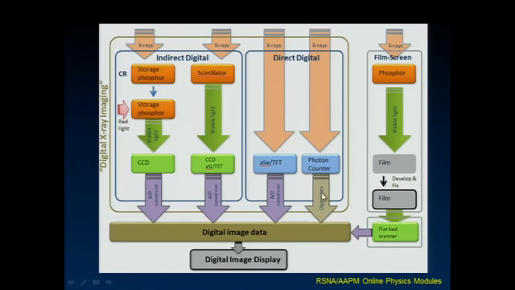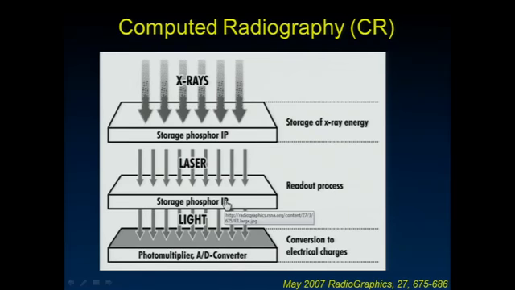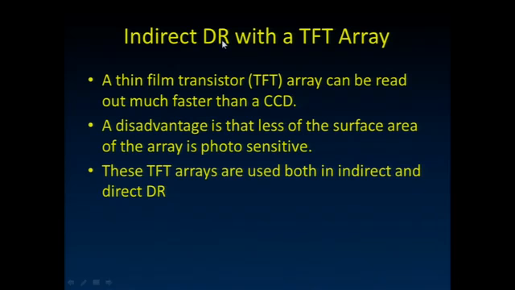I'm not going to talk anything about direct photon counting devices, but that's the next generation of what we're going to see. So here's computed radiography. We already talked about it. I'm just going to leave the picture there for your reference. Indirect DR with a thin film transistor array. Thin film transistor arrays can be read out much quicker than a CCD camera array, and I won't go into why that's the case, but that's one of the reasons we like those better, especially on things like a flat panel fluoro system where we need images sometimes in fairly quick succession to each other.